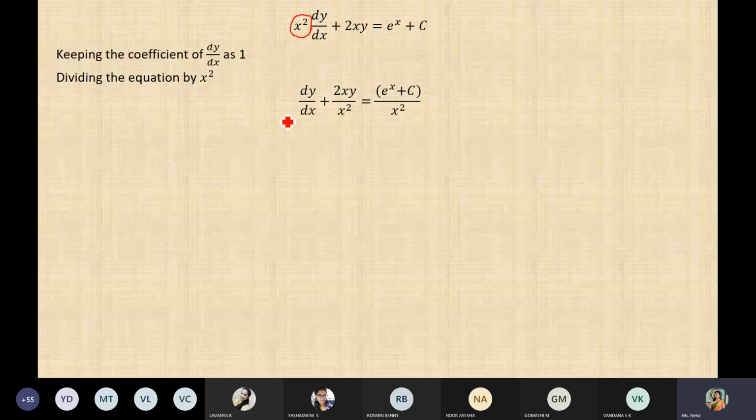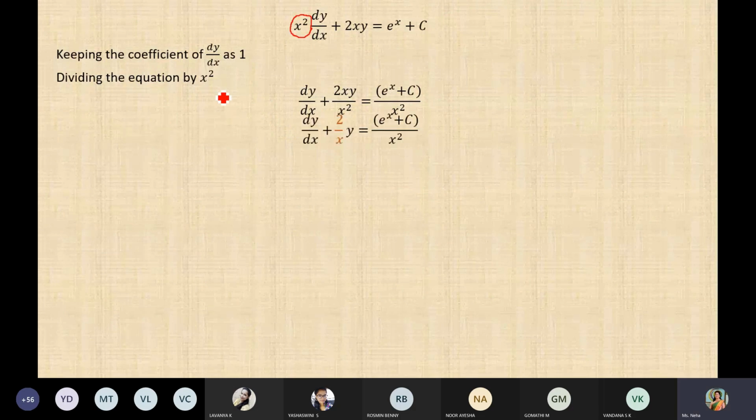So my equation is dy by dx plus 2xy by x square equals e power x plus c divided by x square. Make sure these two terms you take in a bracket, otherwise sometimes you will miss that c. So this is the equation which you will get dividing by x square. After simplification, you will get dy by dx plus 2 by x into y is equals to e to the power x plus c divided by x square.